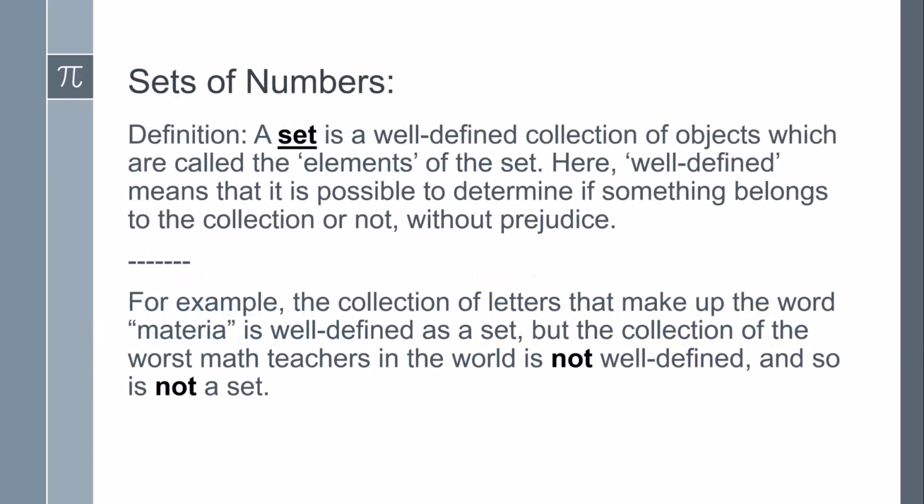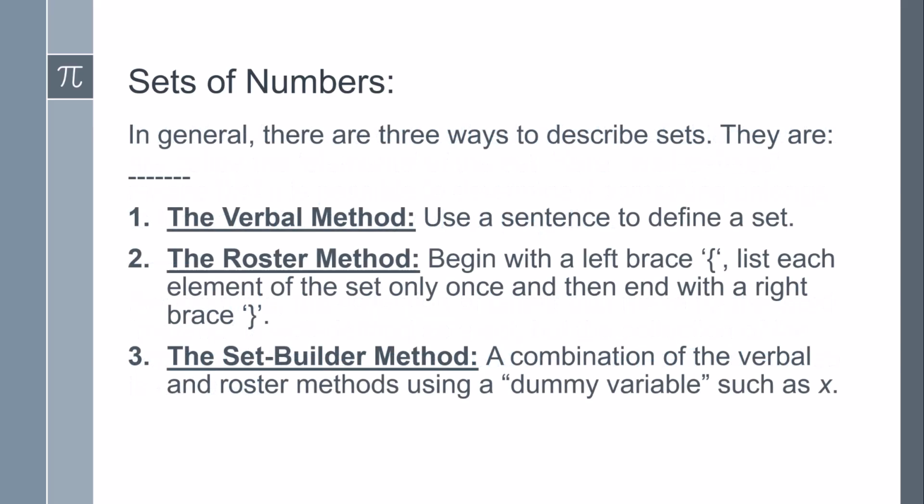So as a reminder, in the last video, we defined a set as a well-defined collection of objects, which are called elements of that set. And it has to be well-defined. There can't be ambiguity, there can't be opinions involved, otherwise it doesn't make it a set. And we said we had the three different ways to define a set. Verbally, we just write a sentence. The roster method, which is where we list each element, and it's easier to use a roster method when we have elements to list. And then we have that set builder method, where we have a dummy variable, and then we say what that dummy variable is or isn't.